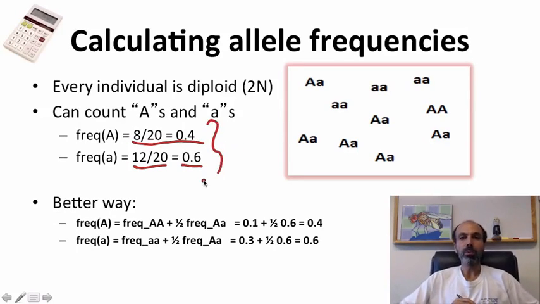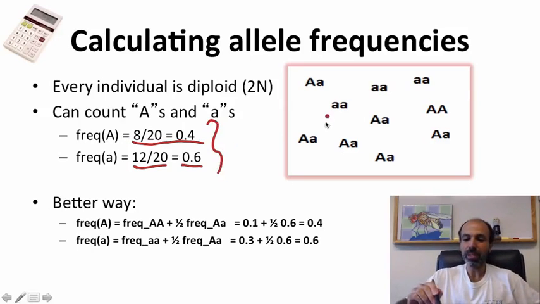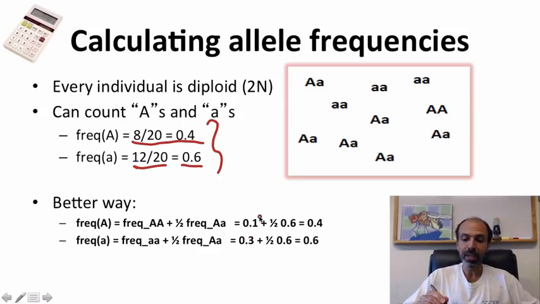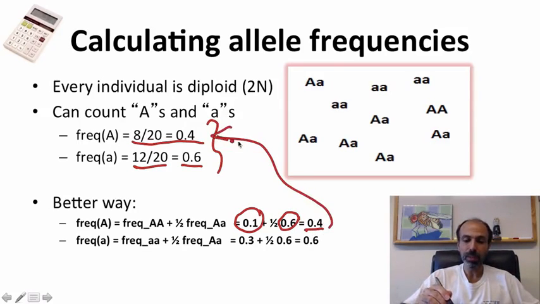The better way, when we're working with a large number of genotypes, rather than counting the individual alleles like this, is to look at the genotype frequencies. We know that big A, big A's are completely made up of the big A allele. So the frequency of big A would be the frequency of big A, big A's, plus half the frequency of big A, little a. So these are the numbers we used from the previous slide. Remember, our frequency of big A, big A was 0.1. Our frequency of big A, little a is 0.6. We add up 0.1 plus half of 0.6, which would be 0.3, comes to 0.4, which is exactly the same as what we saw up here.